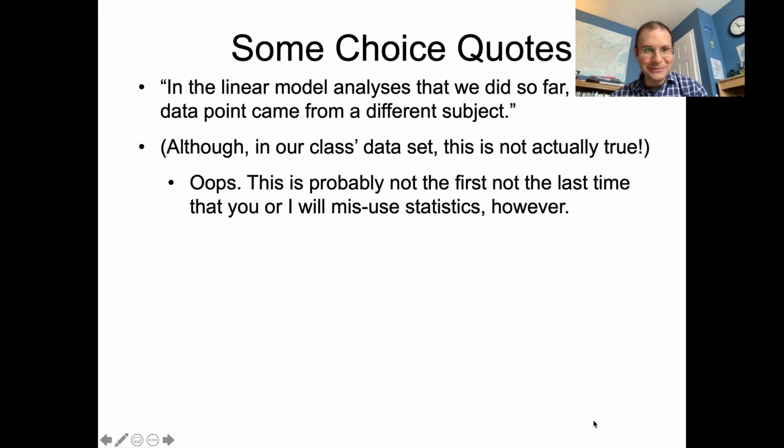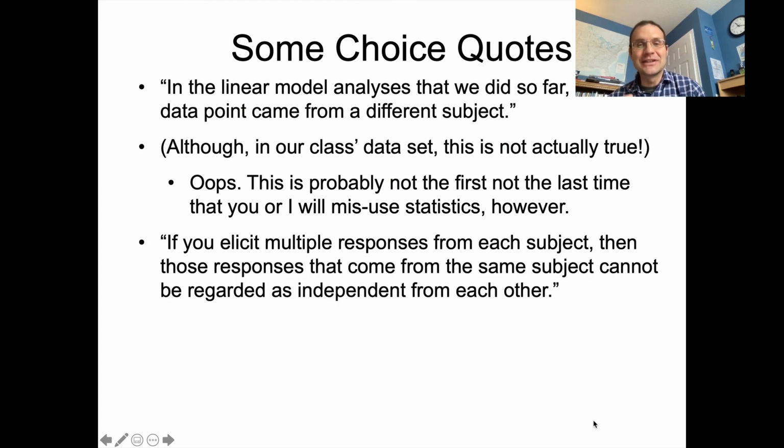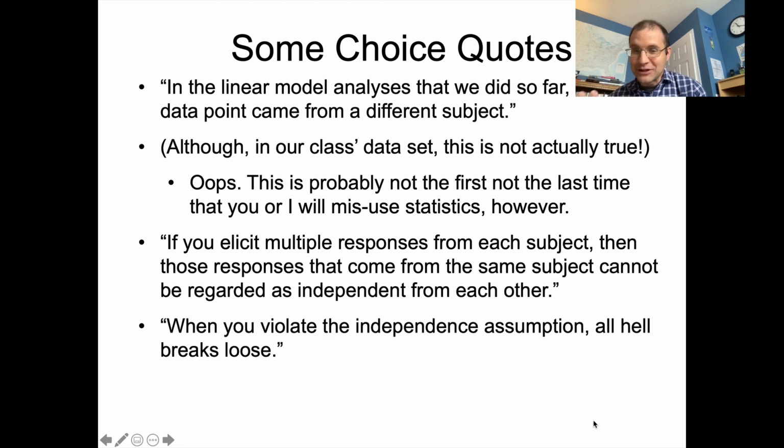See how easy it is to do something wrong in stats? Maybe you're painfully aware of that already, but sometimes you can do it without being aware of it at all. So that's a problem. This is probably not the first nor last time that you or I will misuse statistics, however, no matter how well-intentioned we might be. But Bodo goes on to say that if you elicit multiple responses from each subject, then those responses that come from the same subject cannot be regarded as independent from each other. When you violate the independence assumption, all hell breaks loose, and there are lots of exclamation marks. Or there should be when you do that in R, but R can't always catch those problems for you.